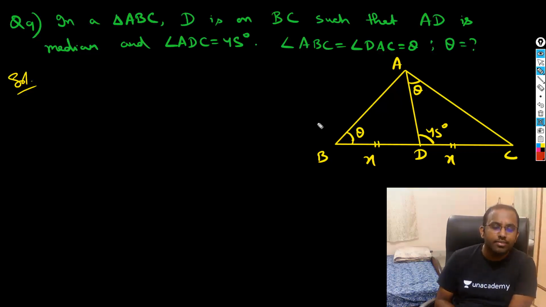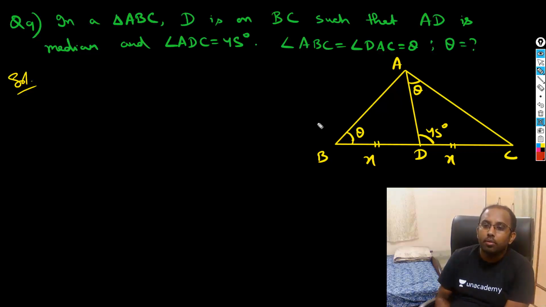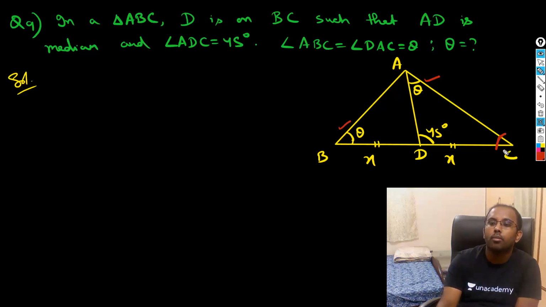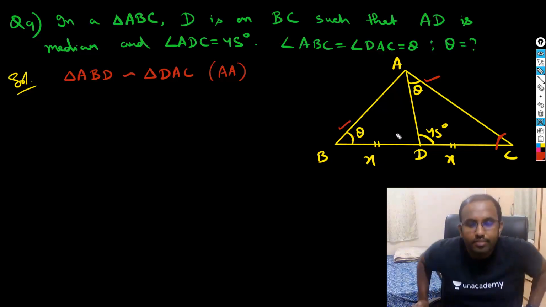So can I try to make something similar here? If I try to make something similar, one angle can be common. For example, one angle is equal, and I can make angle C common. So I can write that triangle ABC is similar to triangle DAC. This I can write by AA similarity, because one theta is equal and angle C is common.